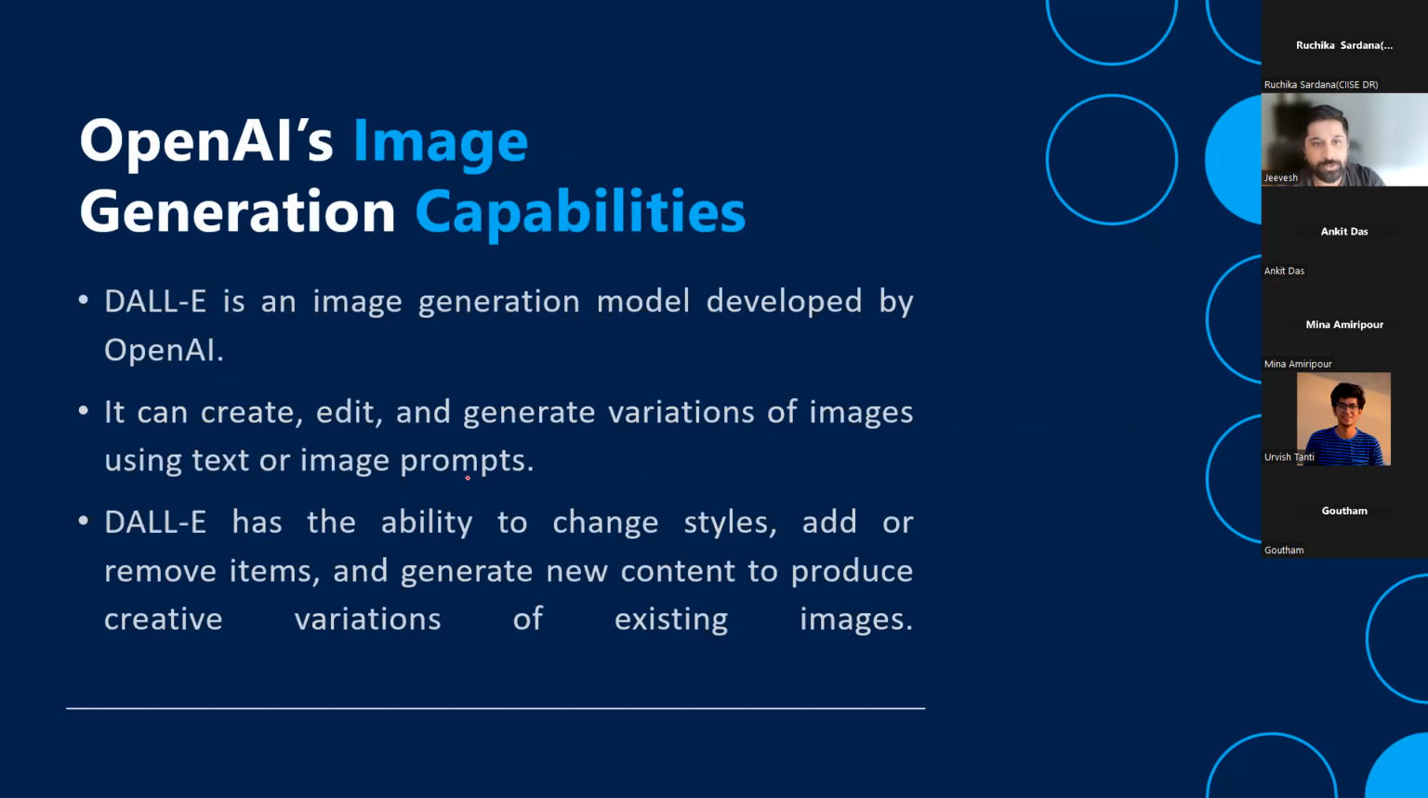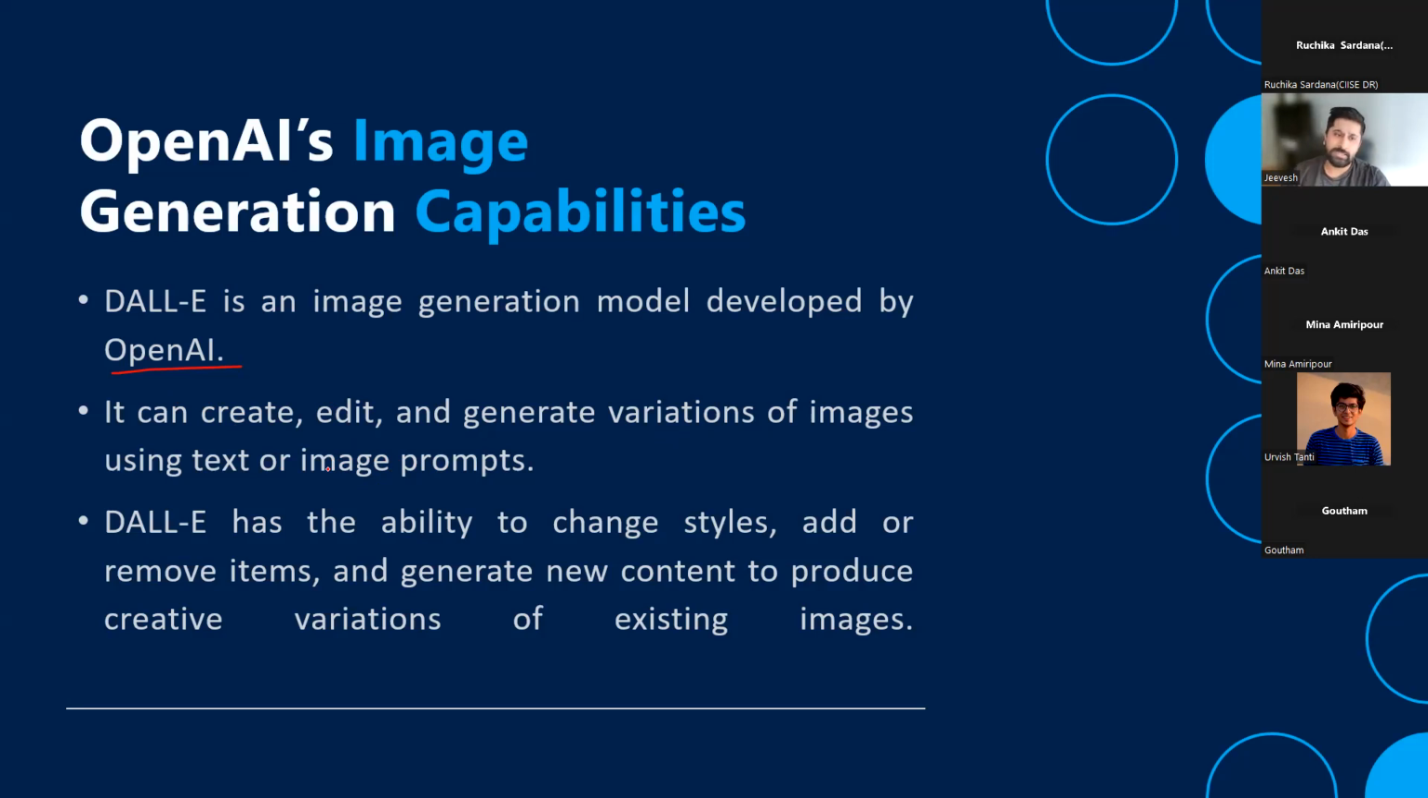Next is OpenAI's image generation capabilities. So OpenAI can generate images for us. DALL-E is an image generation model developed by OpenAI. OpenAI has multiple models. Codex is one. ChatGPT is one of the products that people are using very frequently. Similarly, we have DALL-E. If we use DALL-E, we can give a description of what we want, and it can create some images for us, like some avatars. It can create, edit, and generate variations of images using text or image prompts.